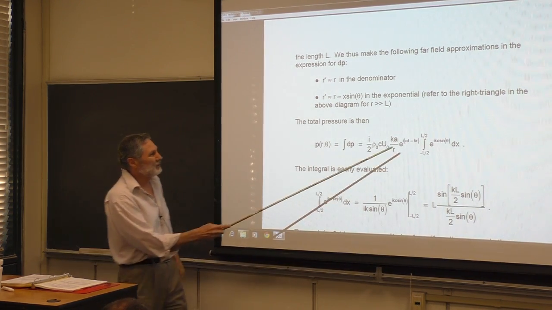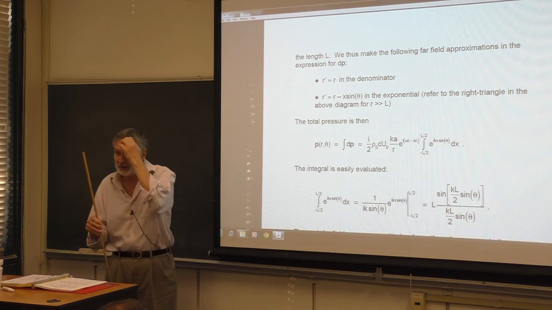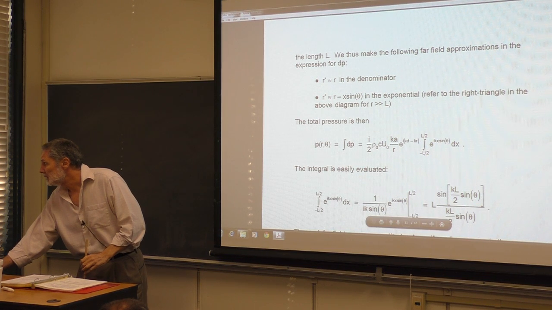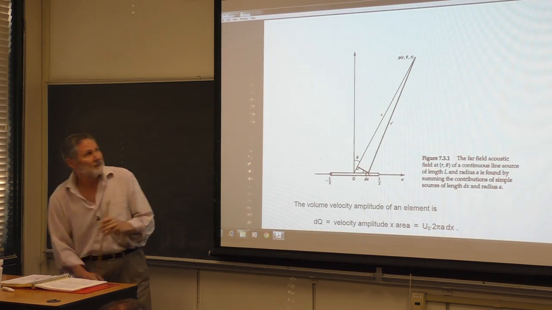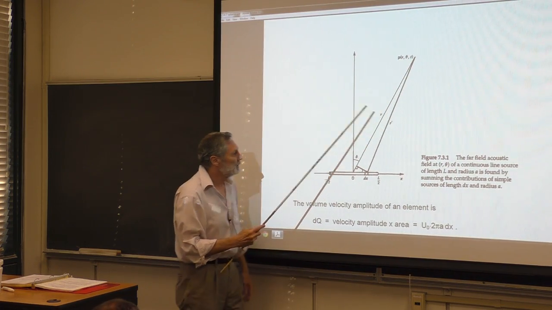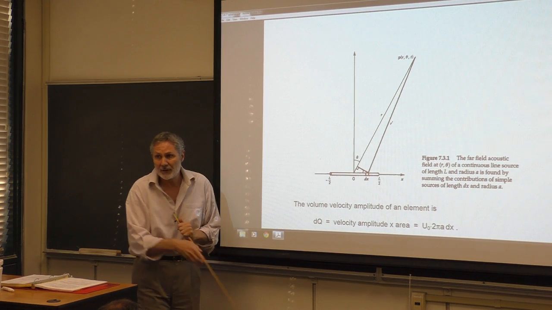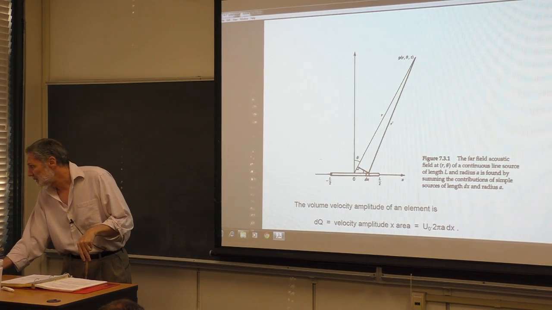And let me remind you, theta is constant here, right? It's a field variable. This is called a field point, because we're looking at the pressure field. And the field point is specified by r and theta. And they're constant in the integration. So I don't have to worry about this.